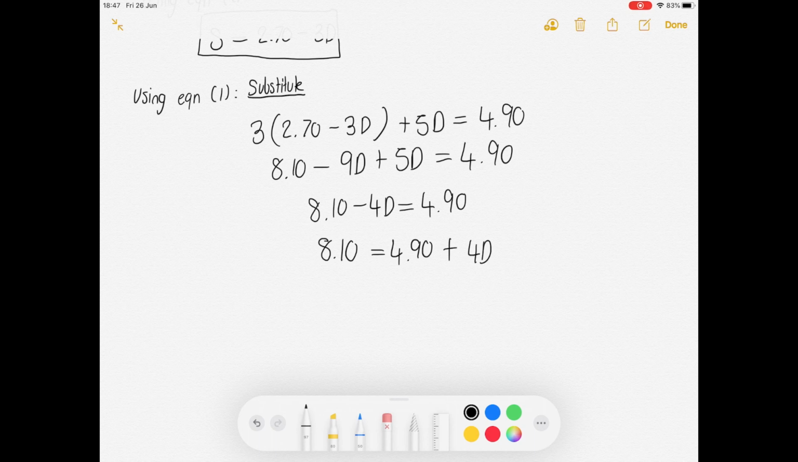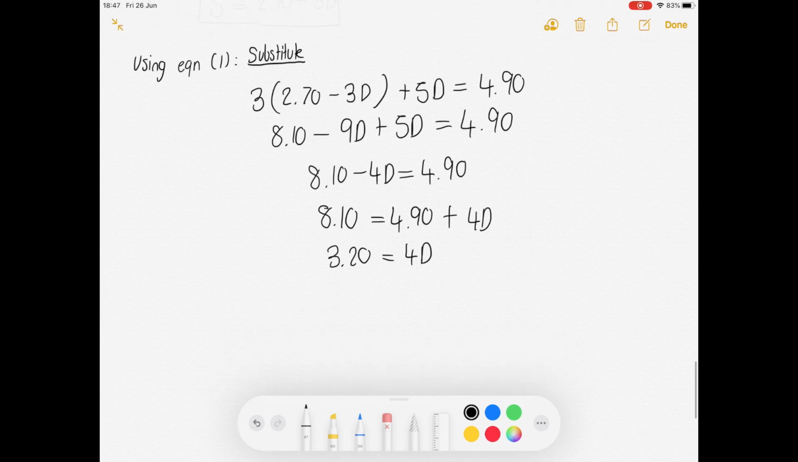Okay, so now I want to get the D on its own. So we need to do £8.10 take away £4.90. That's going to be £3.20. So £3.20 equals 4D. Now to isolate D, we need to do £3.20 divided by 4. So now we know that D equals 0.80, or 80p. So drink equals 80p.